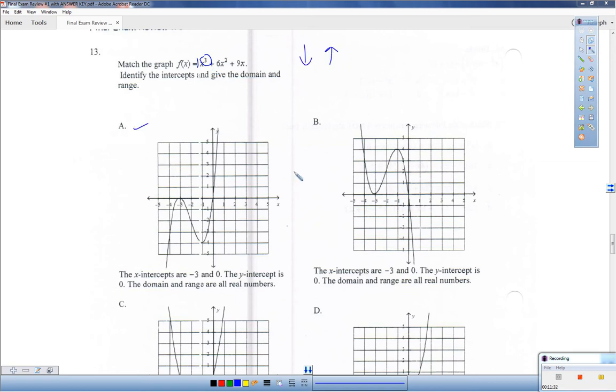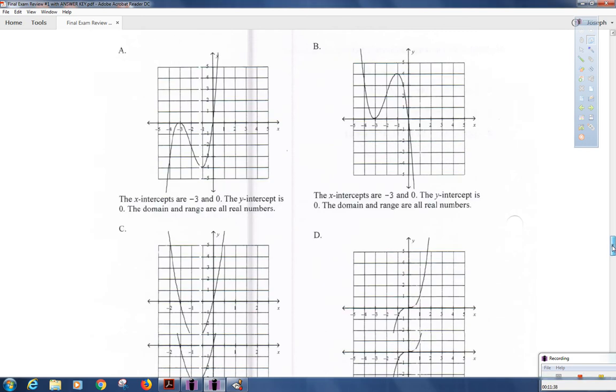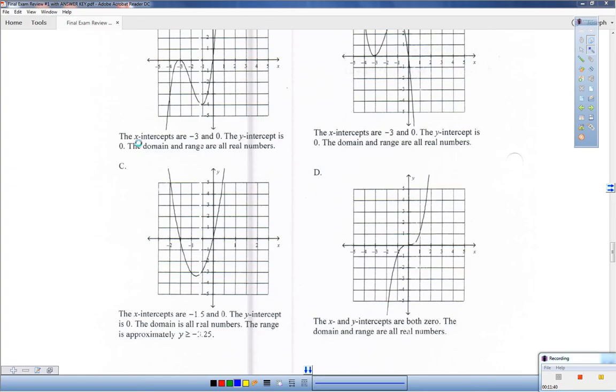Well, A is doing that, but B is not, so I can go ahead and throw out B. And I bet if I arrow down and look at C, sure enough, they're going the same direction, so I can throw that one out. So I can throw out B and C. I can't throw out A and D just yet, because those are doing exactly what I said.